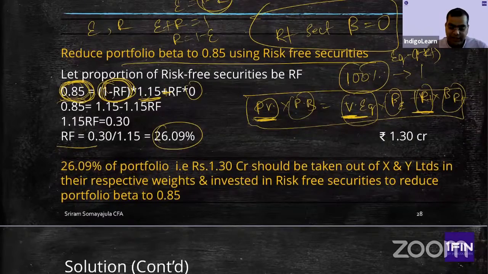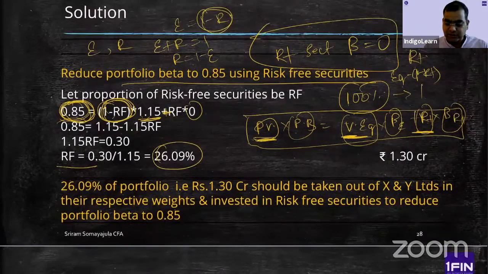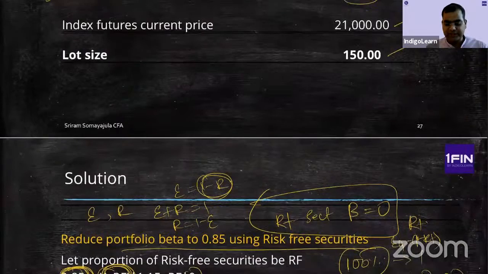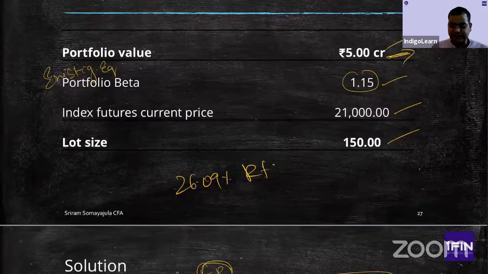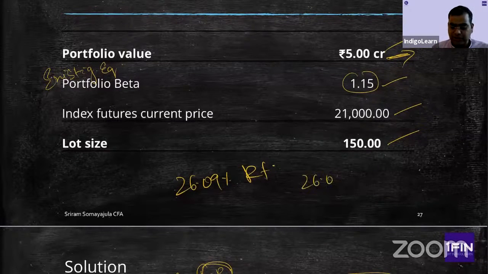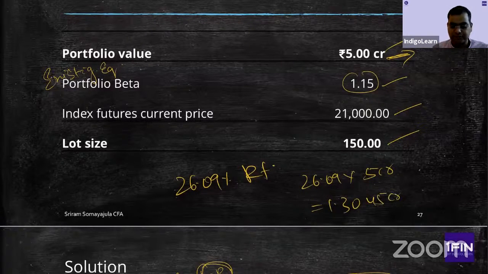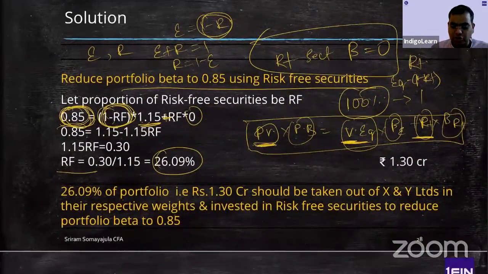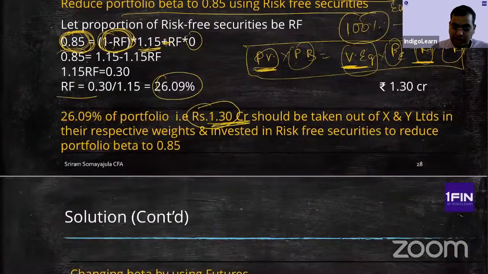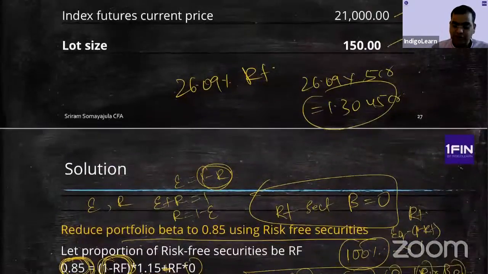Now, our existing portfolio value is 5 crores. But they are saying 26.09% should be in risk-free assets. So if you multiply 5 crores into 26.09%, you will get 1.3045 crores or something like that. So what you're supposed to do is, out of this entire 5 crores, 1.30 crores should be withdrawn.